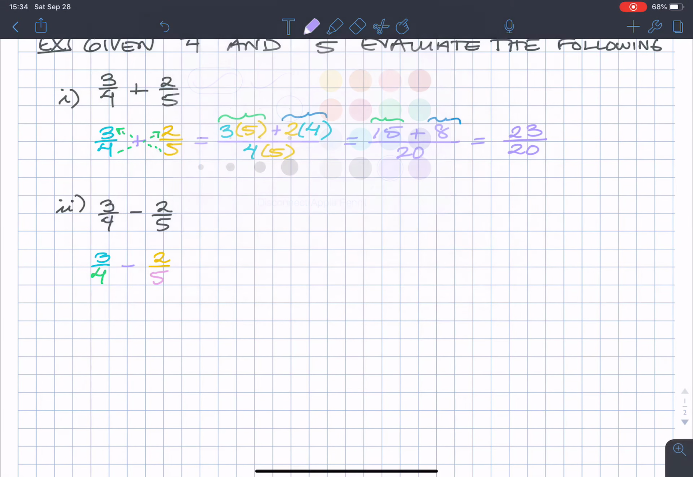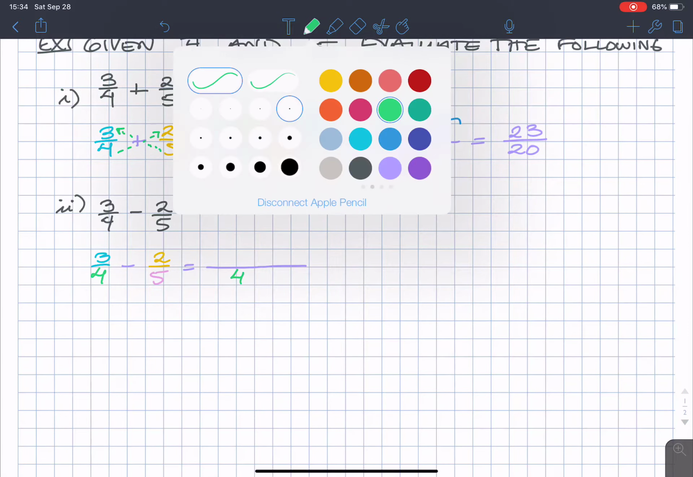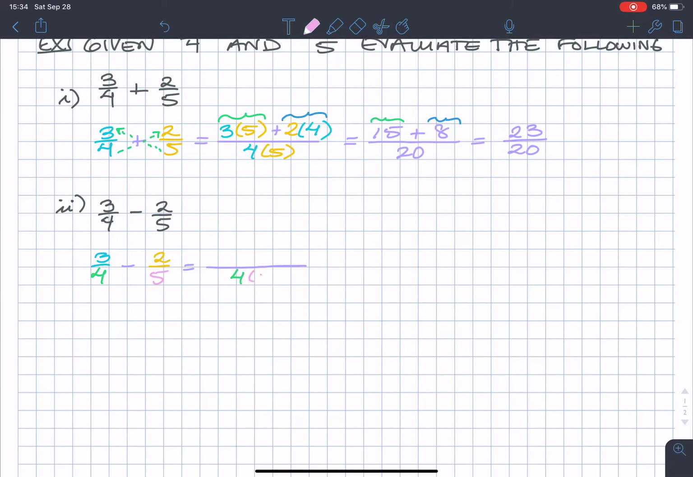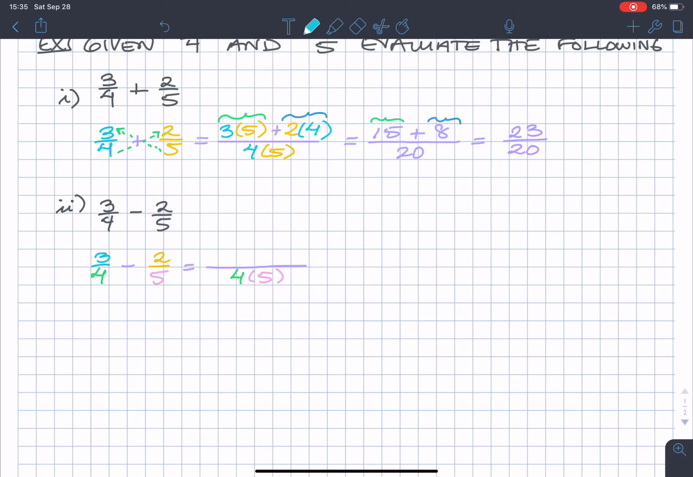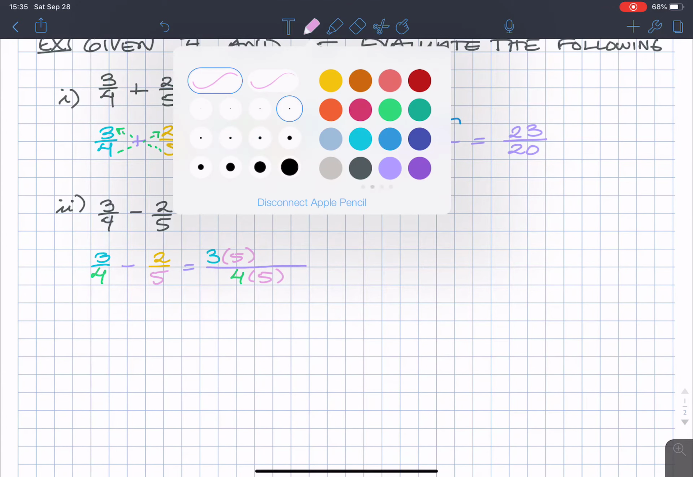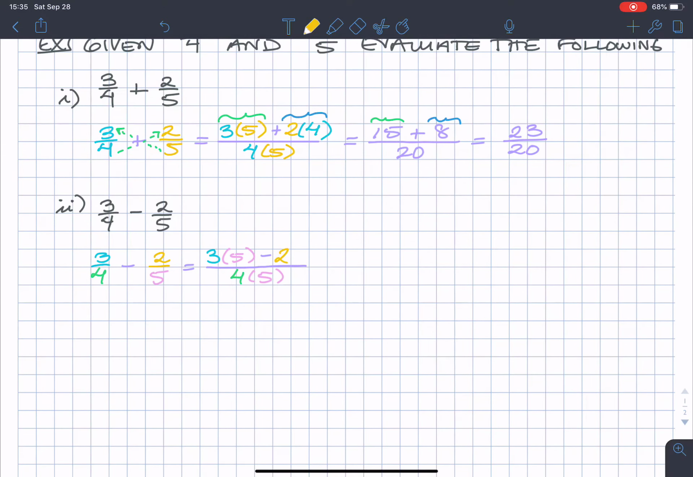So according to the rule, I still take the product. That is, I multiply the two denominators. So I'll have 4 times 5 in the denominator. And now I take the first numerator, 3, and I multiply it by the second denominator, 5, from which I'm subtracting the product of the second numerator, 2, and the first denominator, 4.